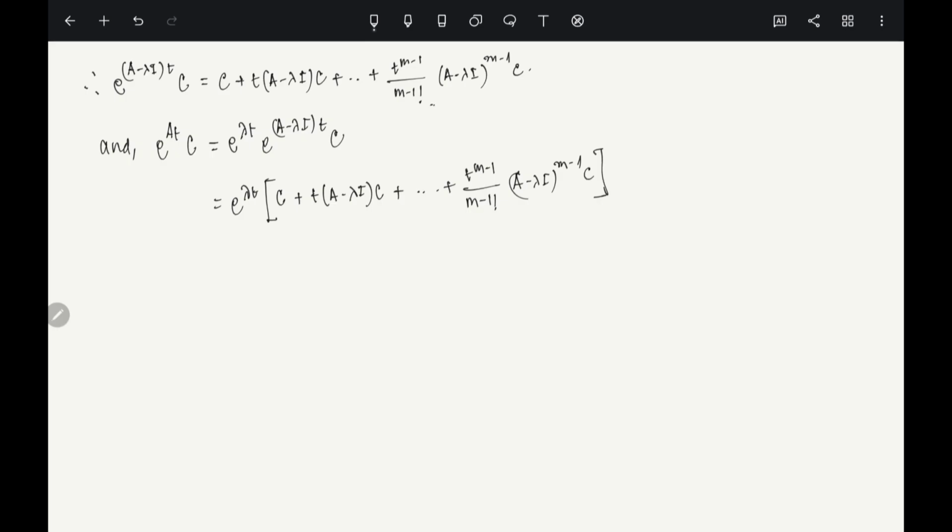See, this is the algorithm essentially to calculate e power At times c. Once we do that, then we are done, right? So what does this suggest? Can we find any linearly independent solution? So the algorithm looks like this.